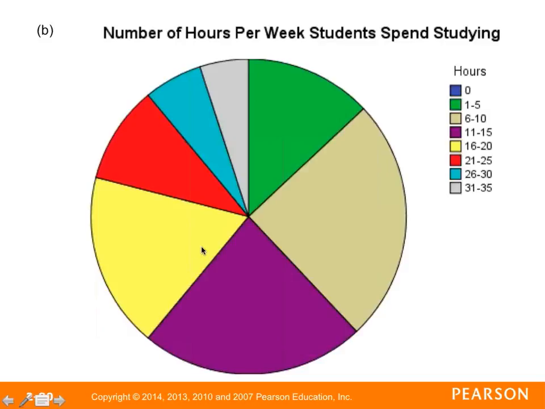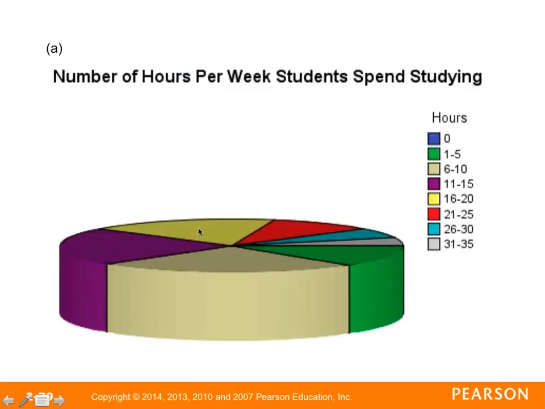So when we create something that's two-dimensional like this one here, we can see everything laid out fairly nicely. It's pretty clear which one is the largest piece. But if we look at this, we definitely have some kind of misrepresentation going on here. It's the correct data, but this tan piece in front looks really, really large.